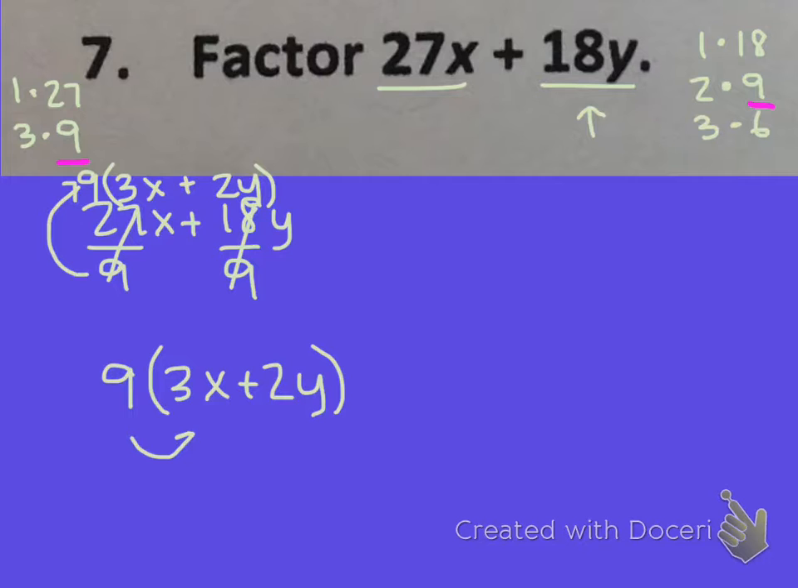If we did 9 times 3x, would that give us 27x? Yes. If we did 9 times 2y, would that give us 18y? Yes, it would. So 9 times 3x plus 2y is our simplified expression as we factored.